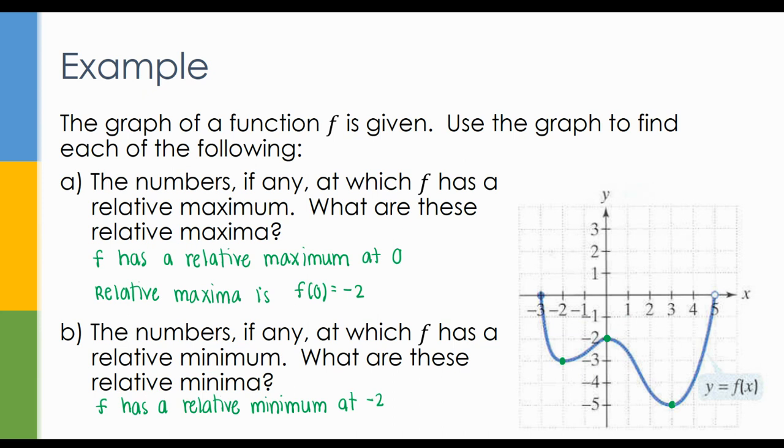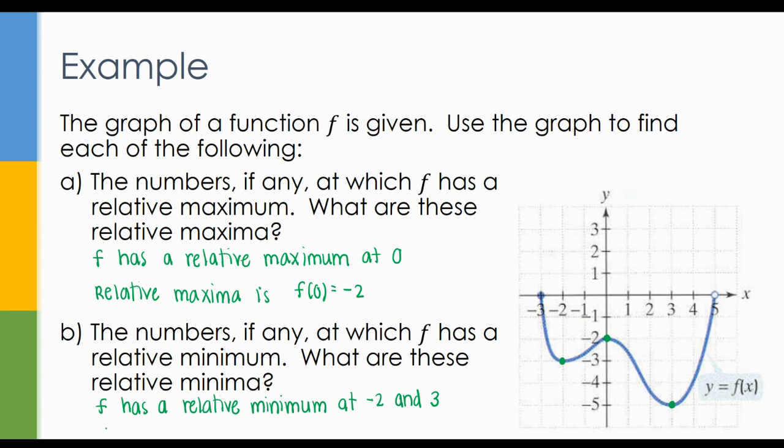But then notice that also over here, I see a point that it's at its lowest because the points surrounding it are higher up. So that is an x value at 3. So I would say it's at negative 2 and 3. So it's okay to have more than one minimum or maximum. It just depends on what your picture looks like.